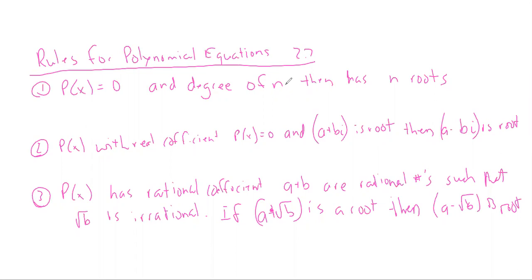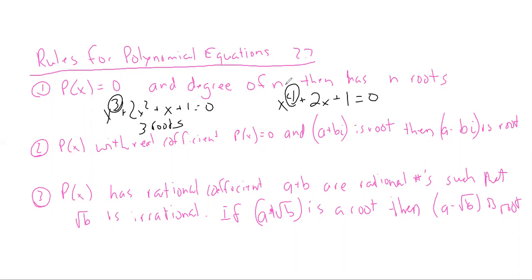If this is x cubed plus 2x squared plus x plus 1 equals 0, that right there is what's telling you what you're looking at. That means there's 3 roots. If it's x to the 4th plus 2x plus 1 equals 0, well, look at the biggest exponent. That means there's 4 roots. That's all that's saying.